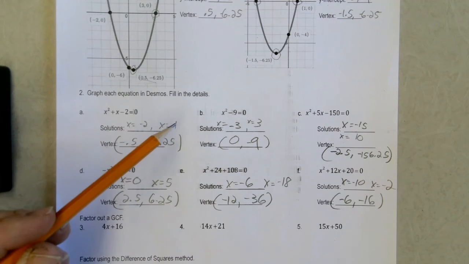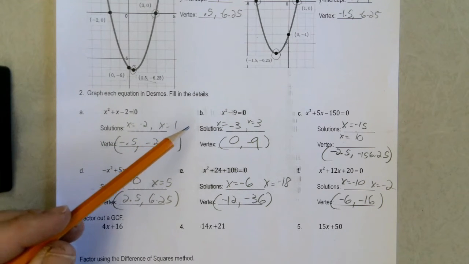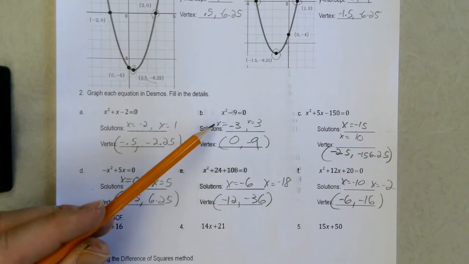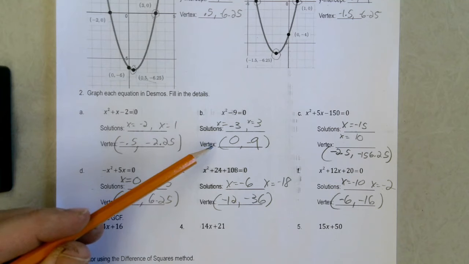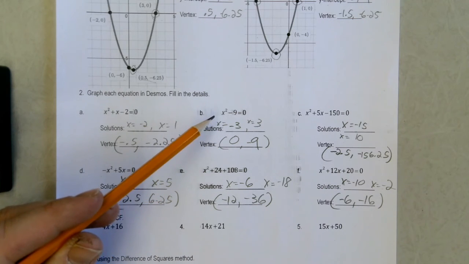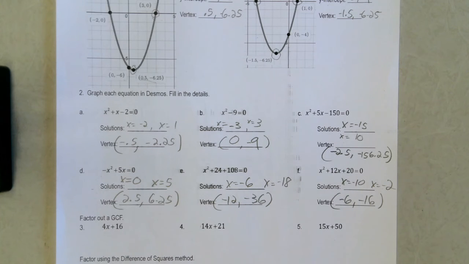Letter B, our 2 solutions are x equals -3, x equals 3, so it crosses the x-axis at those 2 values. The vertex is at (0, -9). The vertex is a coordinate point. The x values are where it crosses the x-axis. C, x equals -15 and 10. -15 and 10, the vertex is at (-2.5, -156.25). That was a big parabola.